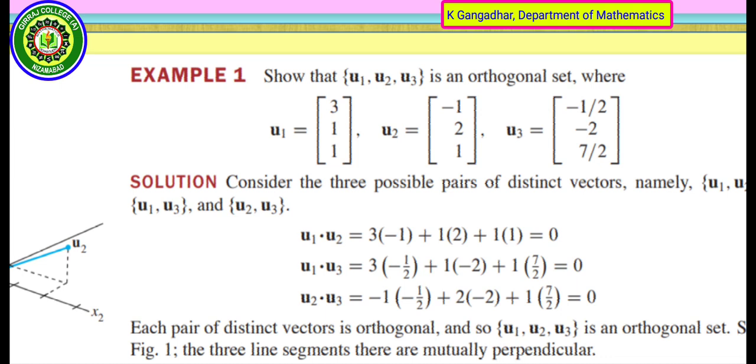Next, u2 dot u3 equals u2 transpose into u3: minus 1 into minus 1 by 2 plus 2 into minus 2 plus 1 into 7 by 2. We get the result 0. Therefore u1 dot u2 is 0, u1 dot u3 is 0, and u2 dot u3 is also 0. So u1, u2, u3 are orthogonal vectors, and these vectors form an orthogonal set.